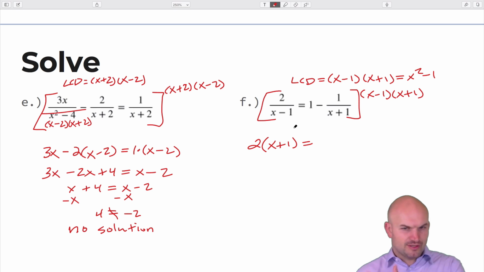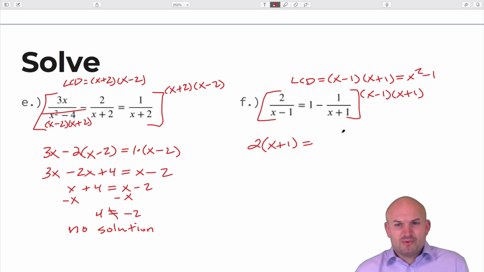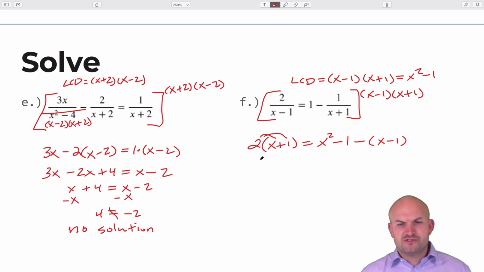So typically we like the things in factored form, but obviously if you're multiplying by this number, let's use that simplified value. So x squared minus 1. And then minus, here we're going to have x plus 1's divide out, so it's going to leave me with an x minus 1. Again, being very careful with that negative and parentheses. Okay, let's use distributive property here. 2x plus 2 equals x squared minus 1 minus x plus 1.